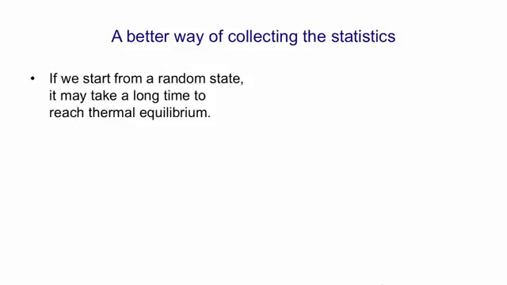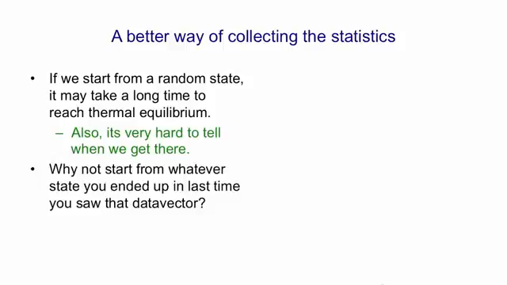There are better ways of collecting the statistics than the method that Terrence Sejnowski and I originally came up with. If we start from a random state, it may take a long time to reach thermal equilibrium. Also, there are no easy tests for whether you've reached thermal equilibrium, so we don't know how long we need to run for.